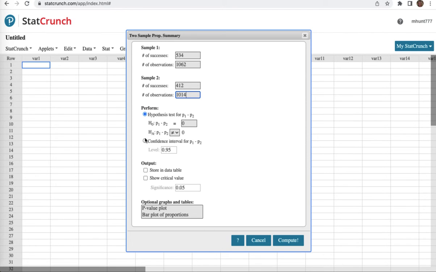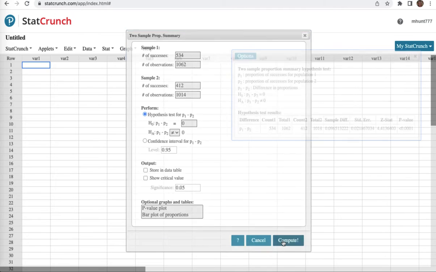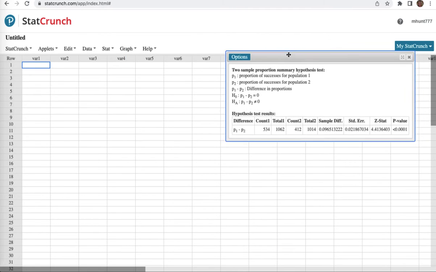Let's do the hypothesis testing first. The proportions are the same for men and women, or they are different. We could, of course, change this to a one-sided test if we wanted to. And we are going to do a compute. And here's our result.